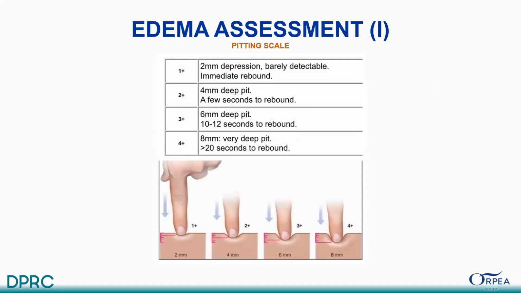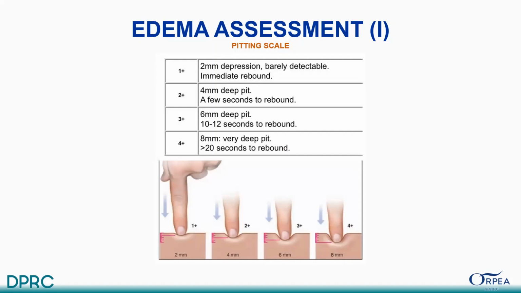Edema assessment. What are the ways to assess the edema? First one is the pitting scale. To check the pitting, we will put our finger into the swollen area and press for 15 to 30 seconds. If when we remove the finger, there is a 2 millimeter depression and immediate rebound, we will say there is pitting 1+. If there is a 4 millimeter deep pit and it takes a few seconds to rebound or come back to normal, we will say it's pitting 2+.